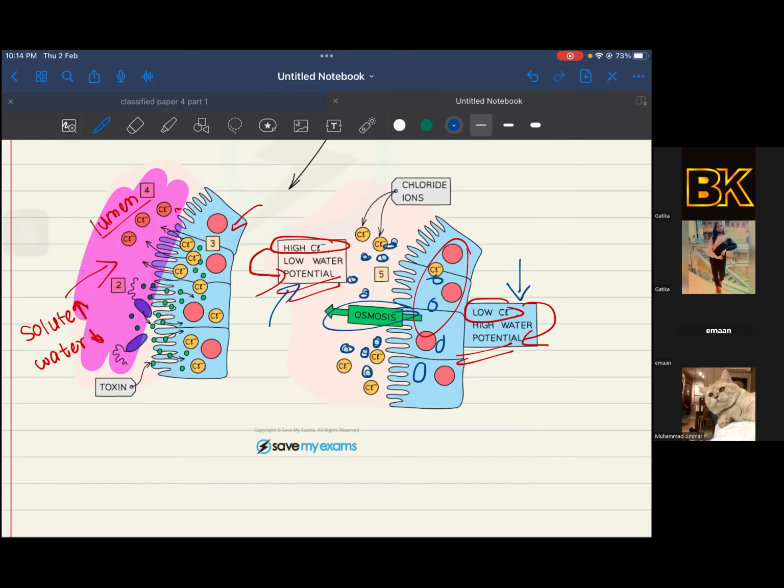Yes. Why do they come out? Because of the difference in the water potential. If it's equal, then they won't. But now if we have high over here and low over here, they will start moving from high to low.